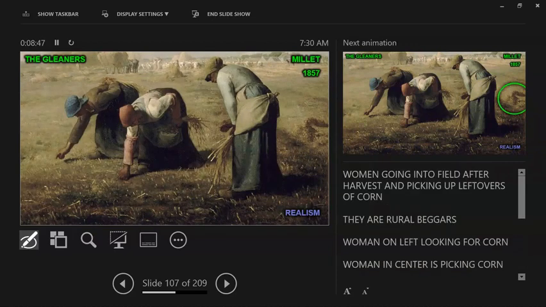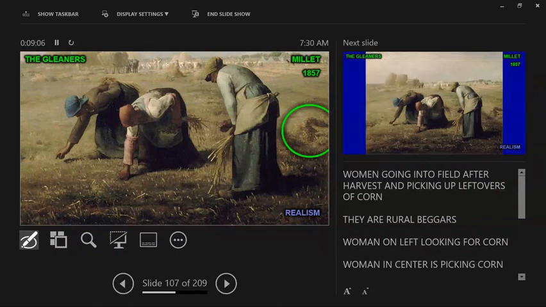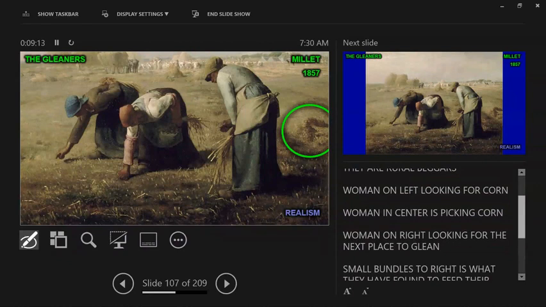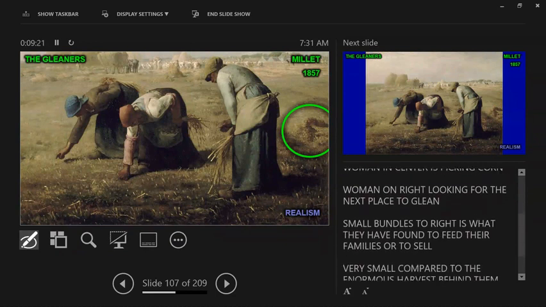And then let's take a look at the women. The women are going into the field after the harvest and picking up the leftovers of corn. Now, look at what they have in their hands. Are those massive bushels of food? They're picking at the scraps. Over on the right side is a pile they've already made, and they're looking for more. These are rural beggars. The woman on the left is looking for corn. The woman in the center is picking corn, and the woman on the right is looking for the next place to glean.